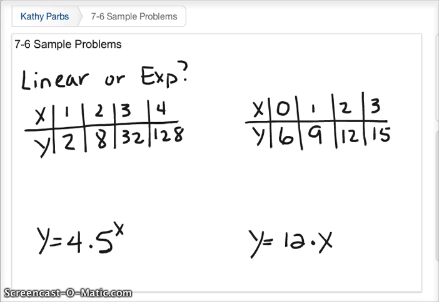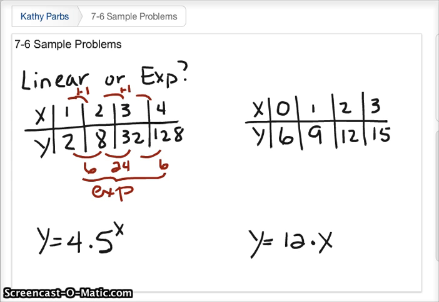In these sample problems, we're looking at exponential functions. And the first thing we want to do is look at these four examples and see if the functions are linear or exponential. So notice that we add 1 to each one of these to get to the next number. So the difference is 1. On this one, the difference is 6. The difference is 24. And the difference is 96. Since these differences are not the same, this is an exponential function.